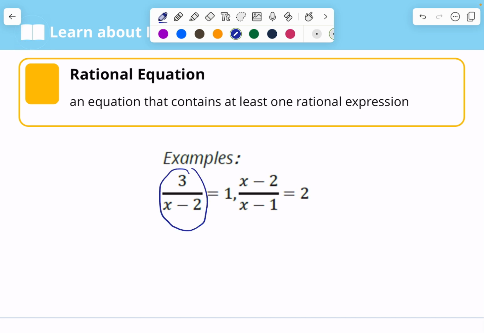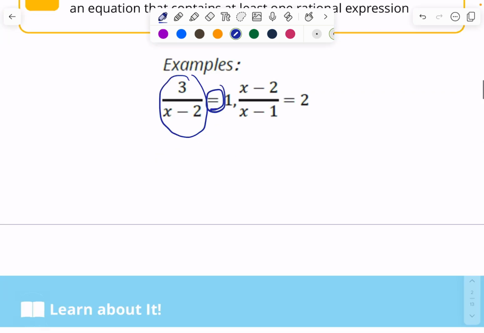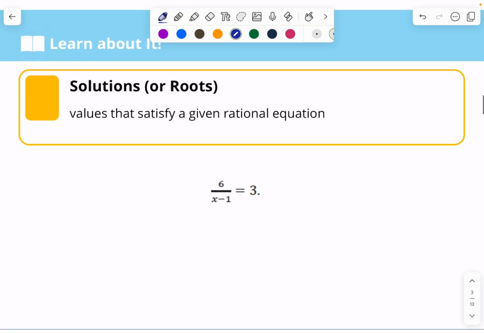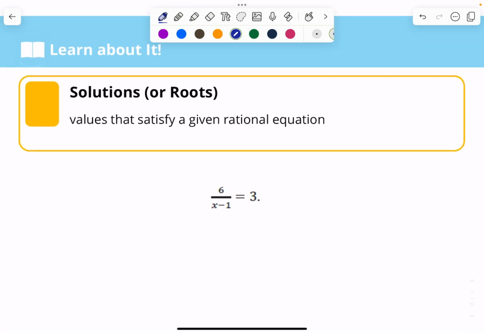3 over x minus 2 is a rational expression, and we can also see that the example has an equality sign. So these examples are called rational equations. Next, let's have solutions or roots. These are values that satisfy a given rational equation.